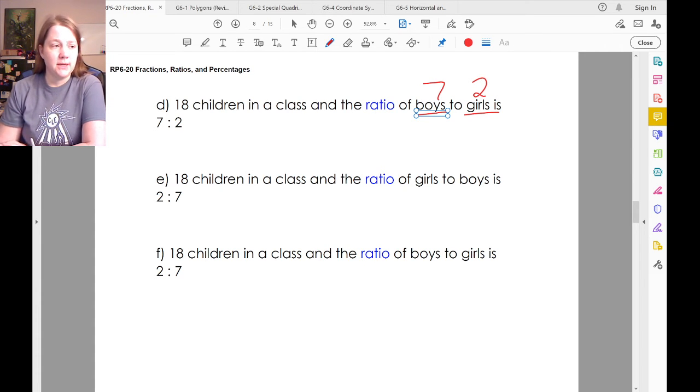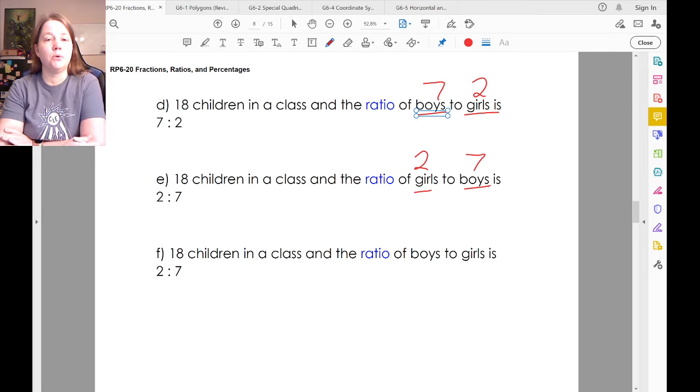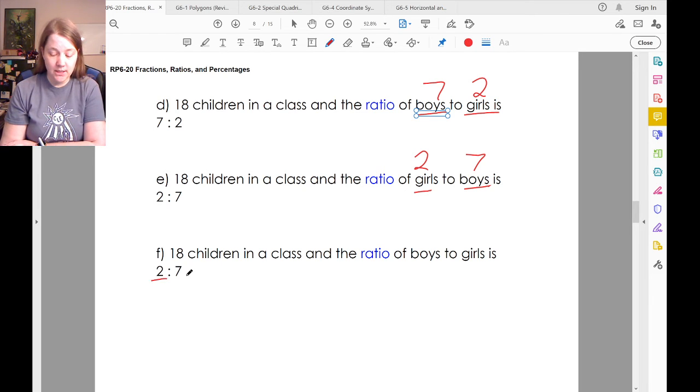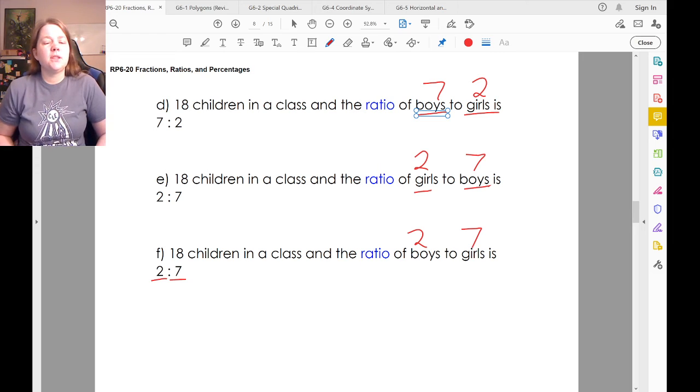The second question is talking about the ratio of girls to boys. There are 2 girls for every 7 boys. The third question is asking for a ratio of boys to girls, telling us that there are 2 boys for every 7 girls. Look this over carefully and find the one of these that is different from the other two.